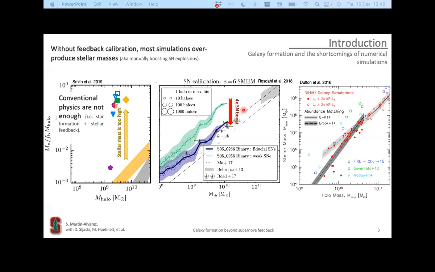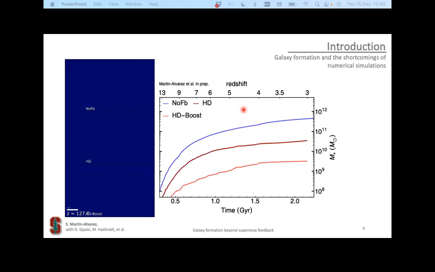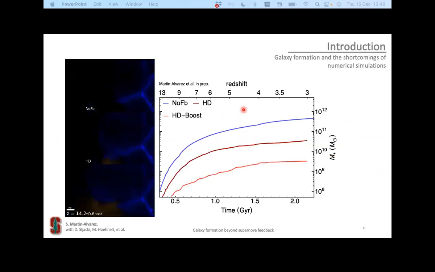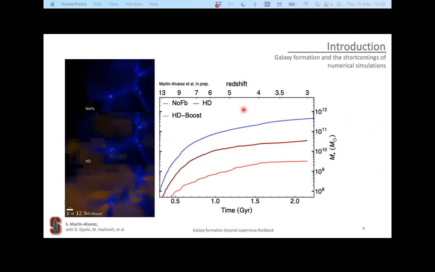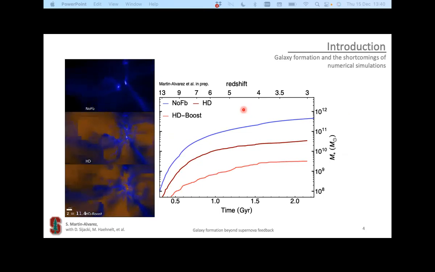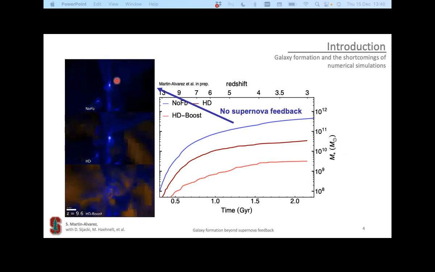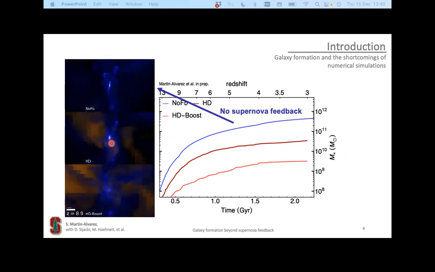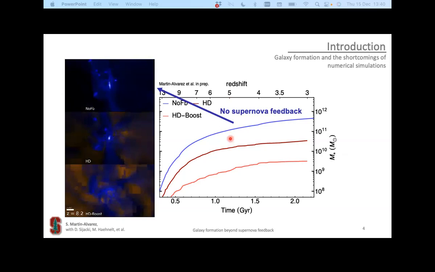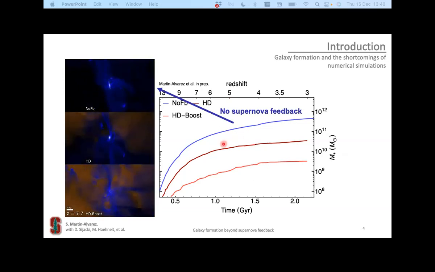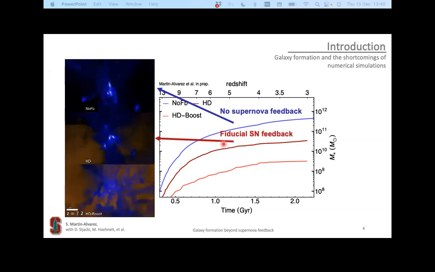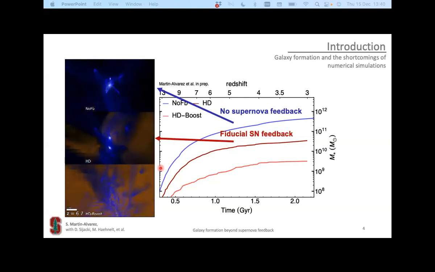You calibrate your feedback. Any simulation you go out there, basically has to calibrate some parameters to get these values right. And when we talk about calibrating the feedback, the question is, especially for those in the audience that maybe are not running simulations, what are we actually doing? So when you run with no supernova feedback, what you find is that your galaxies, of course, are extremely massive in terms of stellar mass, to completely unrealistic values. Then you can regulate that a bit with the fiducial, standard, vanilla numbers for supernova feedback.